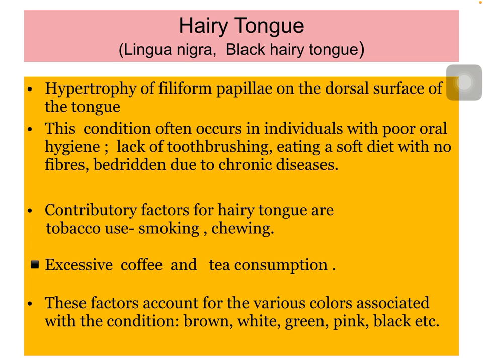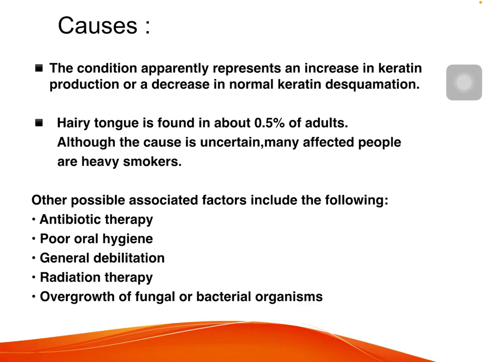Contributory factors for hairy tongue include tobacco use, either smoking or chewing tobacco. Excessive coffee and tea consumption is also considered to be a factor causing hairy tongue. The factors account for the various colors associated with the lesion, such as brown, white, green, pink or black color seen on the dorsal aspect of the tongue. Causes include increase in keratin production or a decrease in keratin desquamation.